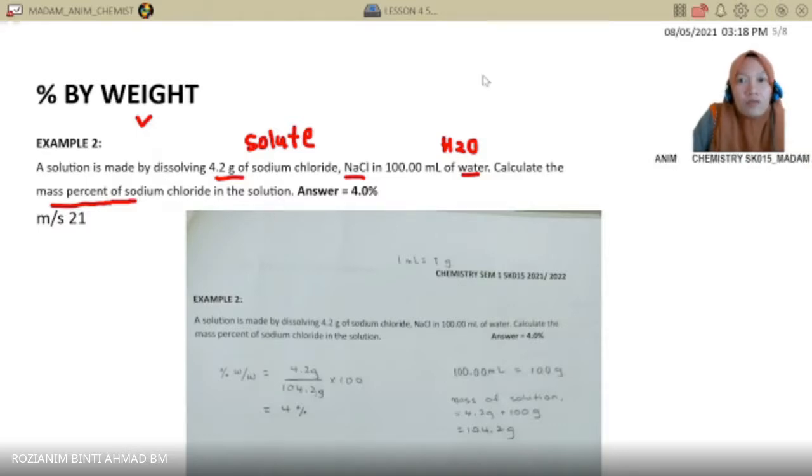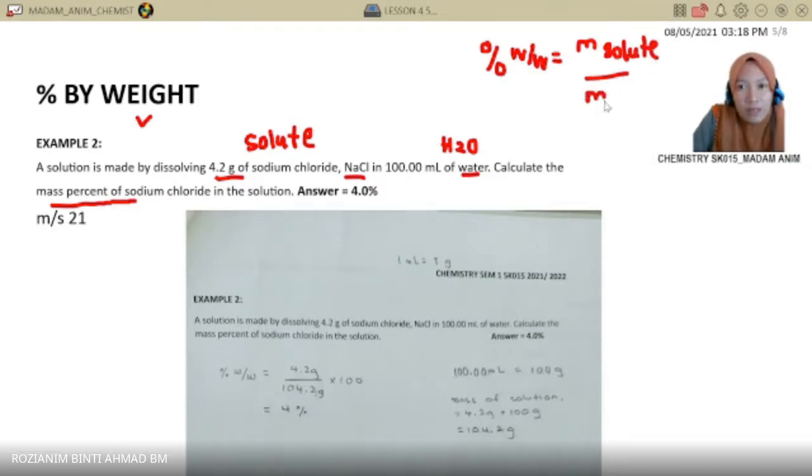So before we start, you must recall it back. What is the meaning of the percentage by mass? So percentage by mass equals the mass of solute over mass of solution times 100. Okay. So sekarang ni kita kena cari dulu apa maklumat. Ada tak maklumat mass for solute? Ada. 4.2. Okay, sekarang ni cari mass of solution. Ada tak kita label solution sekarang? Water is solvent. So tak ada. What should you do? Identify the mass of solution by the addition of mass solvent plus mass solute.